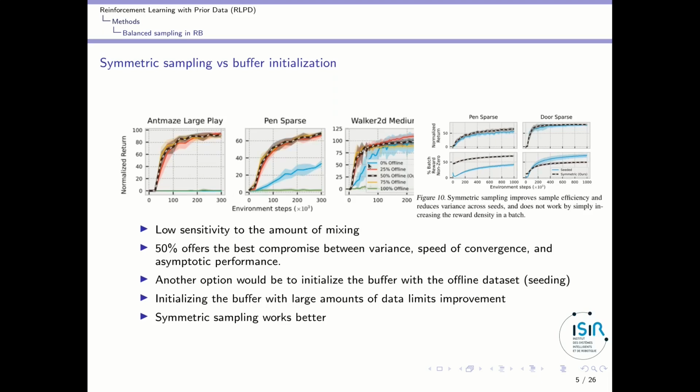Besides, they show that another option would be to initialize the whole buffer with the offline dataset and then add online data. They call this seeding the replay buffer, and they show with this figure that using the online mixing that they use is better than the seeding process.